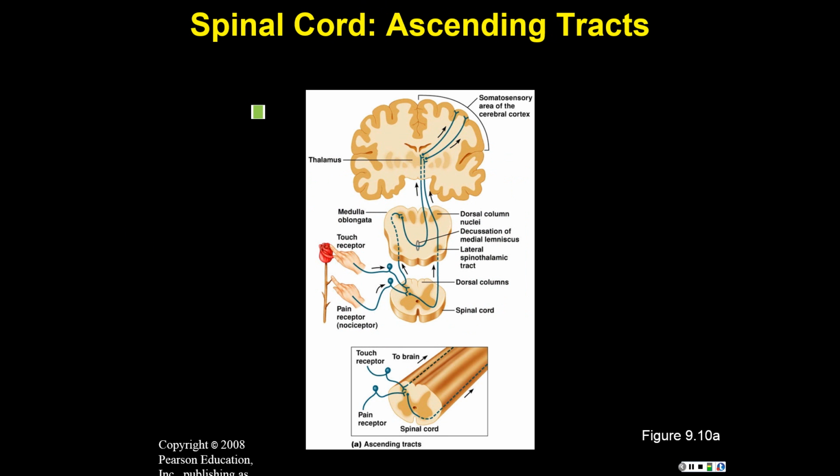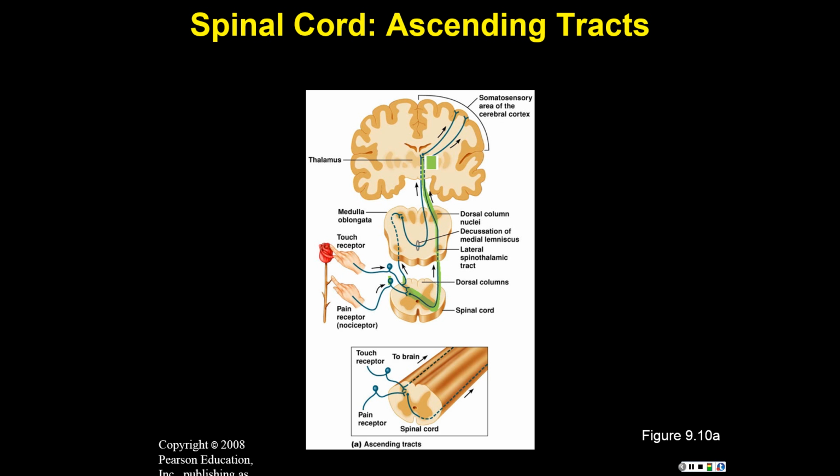Figure 9.10A gives another nice image to illustrate the role of the ascending tracts. So if we're trying to, for example, carry sensory information up, so pain and touch, those afferent nerves will synapse on the posterior side of the spinal cord. Here in this image I want to highlight, you can see the transverse, and then notice the ascension pathway.